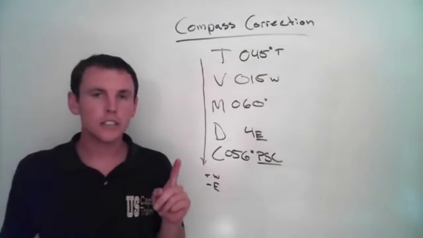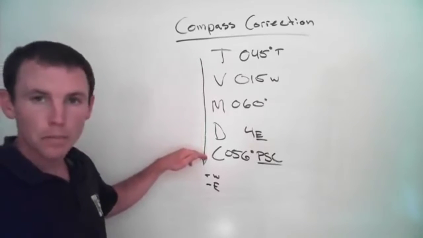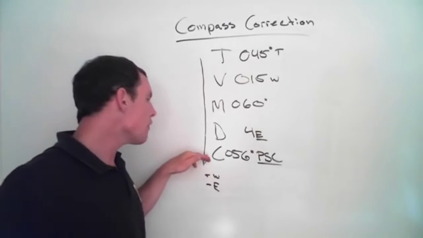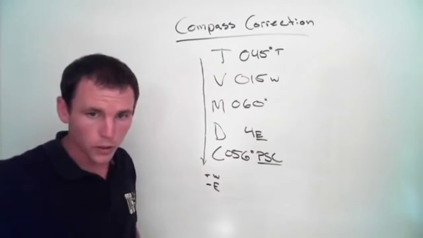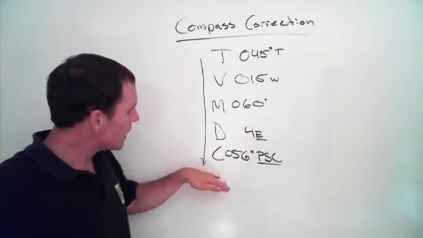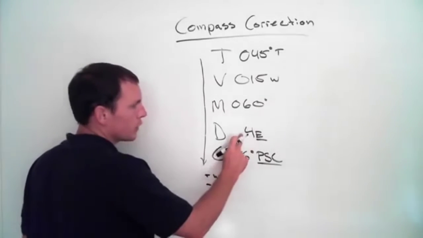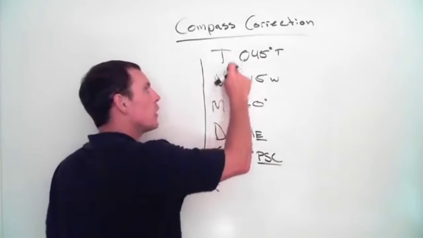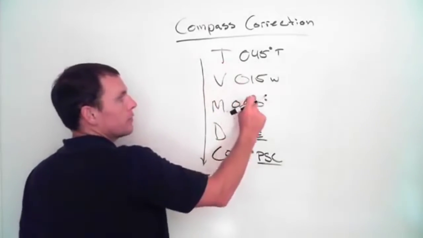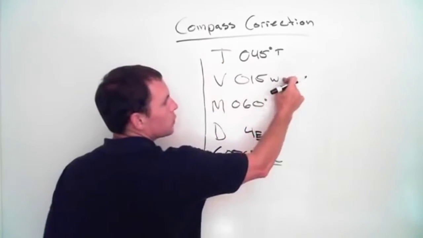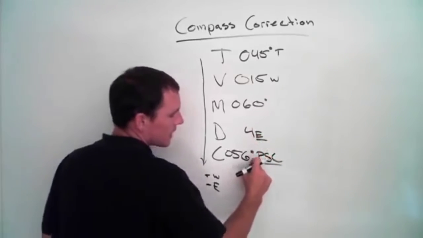Now, this is where it gets interesting, right? I said that we can put variation and deviation in to get compass. Well, we can also start from 56, take deviation out, take variation out, and get true. So it switches, right? So 56 plus 4 east is 60, minus 15 west is 45. So we started with 45. 45 plus 15 west is 60, minus 4 east is 56.